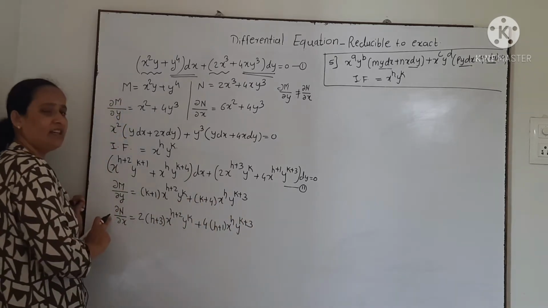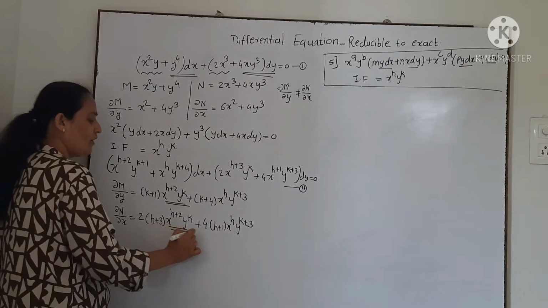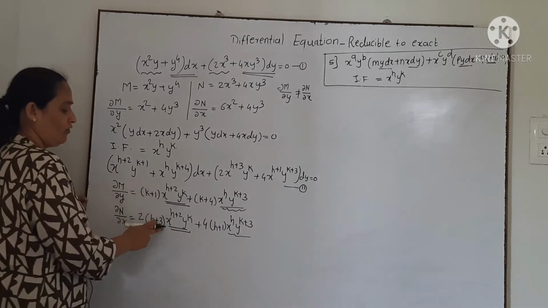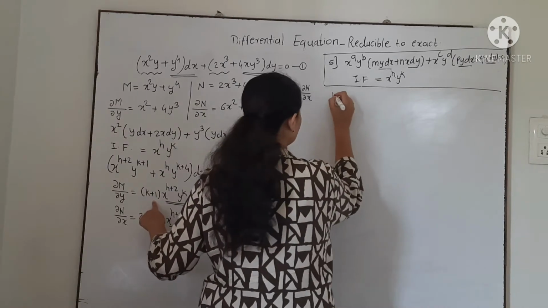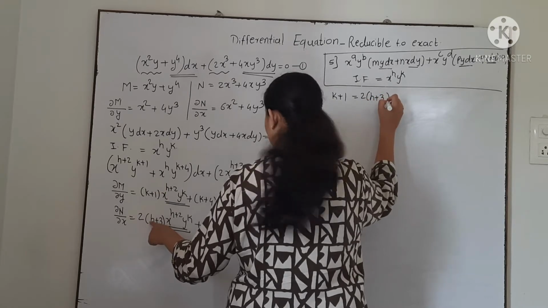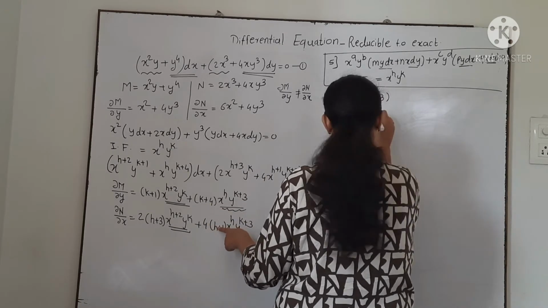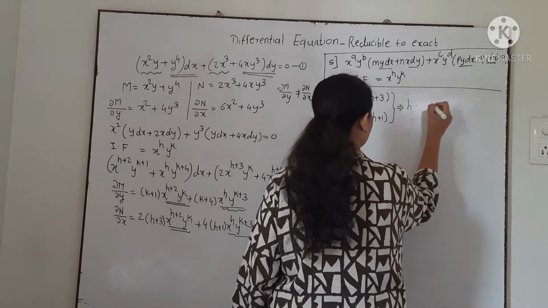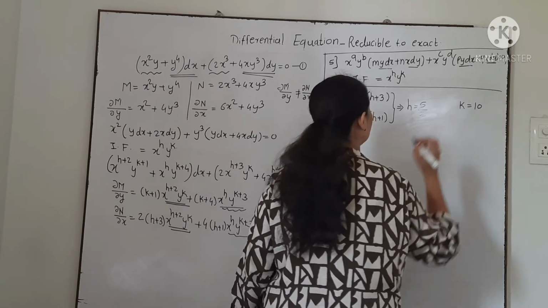Now since the left hand side is equal, the right hand side must be equal. So we'll compare the coefficients of x y in both. If I compare the coefficient of x raised to h plus 2 y raised to k, we'll get the first equation, that is k plus 1 equal to 2 times (h plus 3). The second equation will be k plus 4 equal to 4 times (h plus 1). If you solve these two equations simultaneously, you will get the values of h and k. If I solve this, I will get h equal to 5 by 2, k equal to 10.